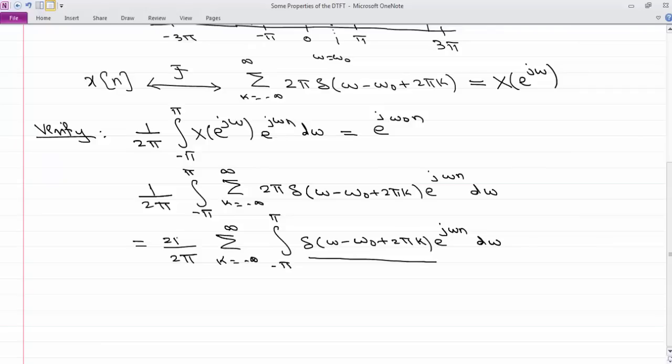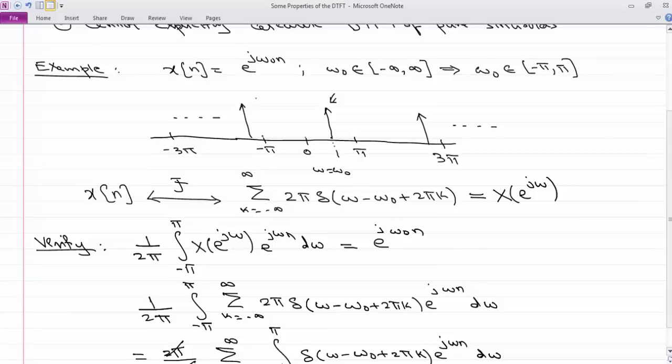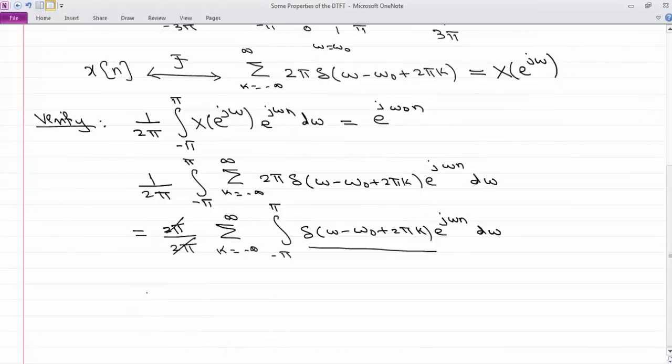And there is, of course, this 2 pi factor that I just took out, so we cancel that. Now this whole summation, except for k equal to 0, will be 0 because your function is 0. Your limits of integration only go from minus pi to pi, right? So I only care about the function value between minus pi and pi, and between minus pi and pi, I only have one impulse. All the other summations are outside that integration range. So what I get is the integral from minus pi to pi of delta of omega minus omega naught, e to the j omega n d omega.